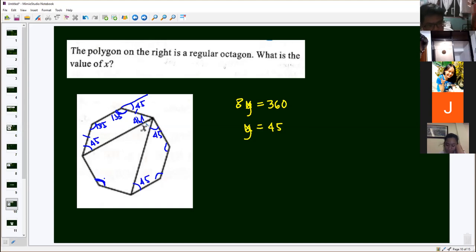And you know, not 135 yan. So 45 plus 45, that's already 90. This must be a 45. So, ang daming 45 dyan. That's it, guys. Ganun lang.